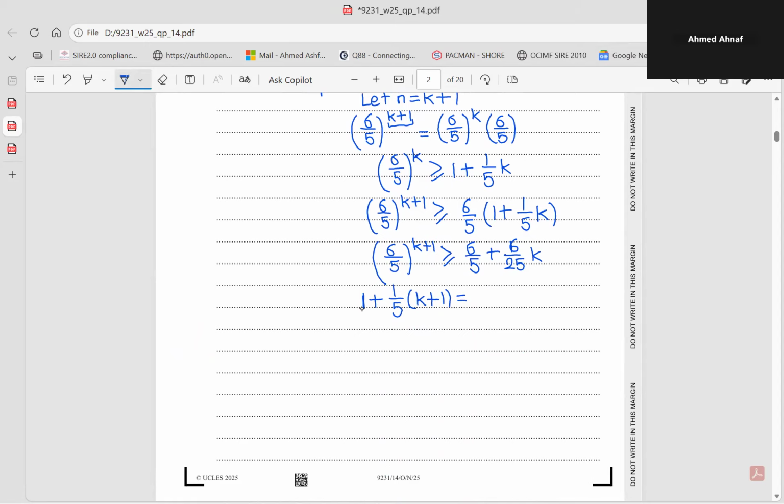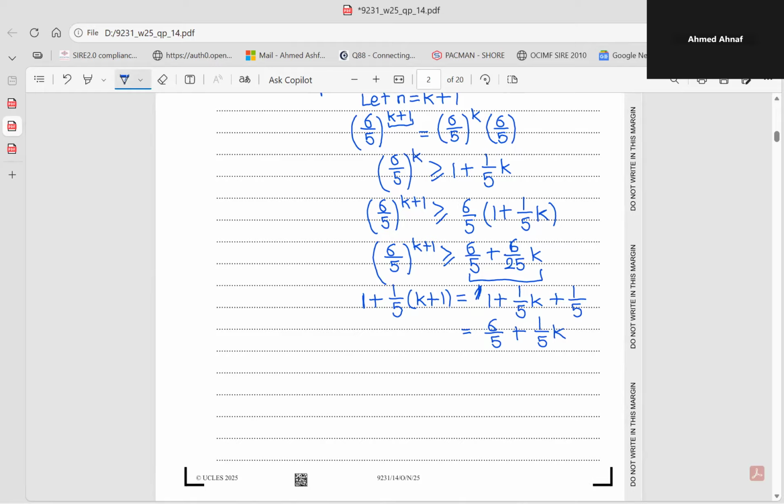So now we're going to simplify this. And after simplifying this, we're going to somehow prove that this is bigger than this, 1 plus 1 over 5 times k plus 1. Okay. So let's just simplify. So 1 over 5 times k plus 1 over 5. So we get 6 over 5 plus 1 over 5k.